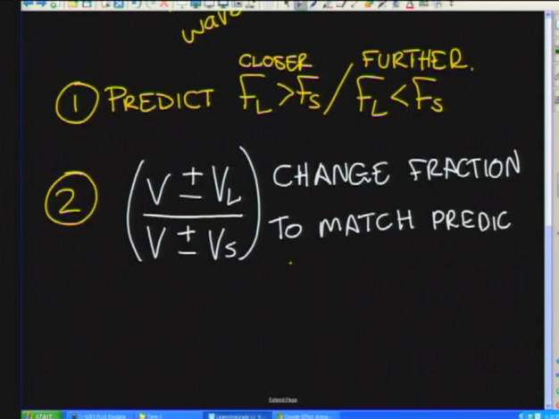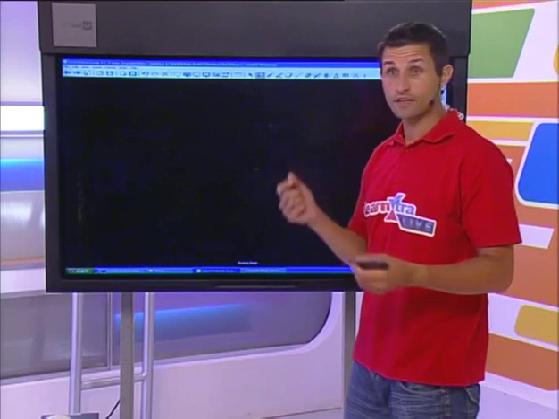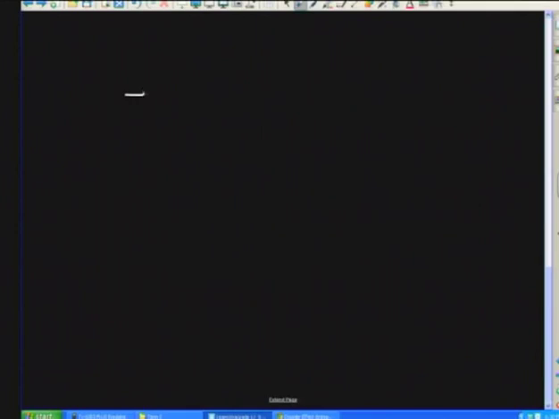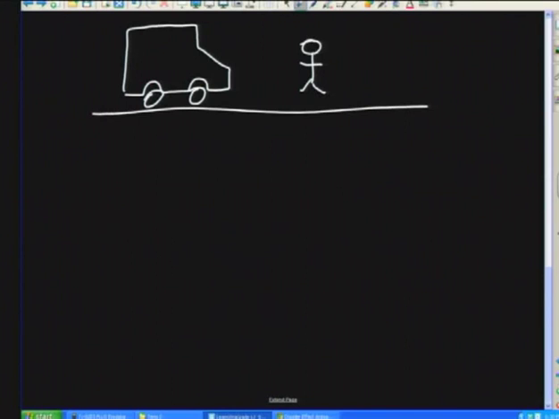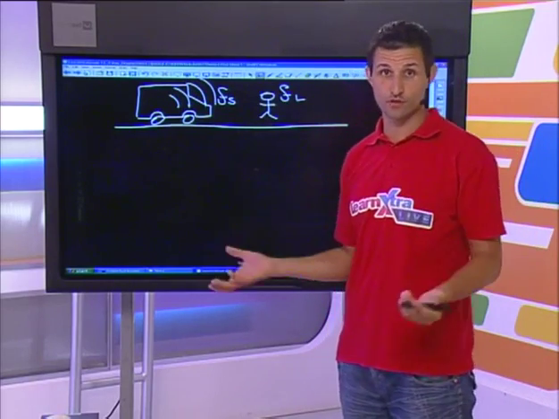So I'm going to work you through a prediction and how to change this fraction. Let's say I've got a vehicle once again. Now you might see why I'm a science teacher, not an art teacher. So we've got a vehicle which is approaching a very unhealthy looking stick man. Remember that the vehicle is going to give out frequency source. He's going to hear frequency listened. So FL is what he's going to be receiving.